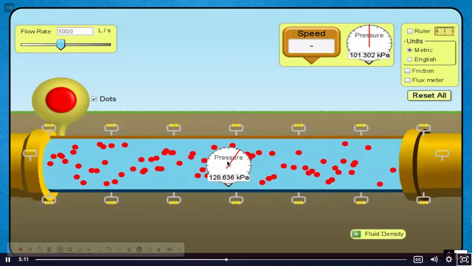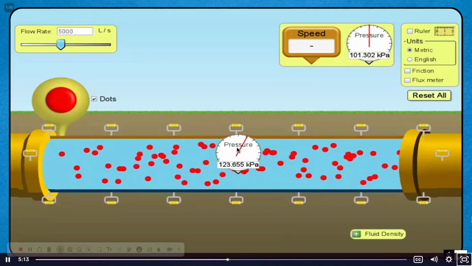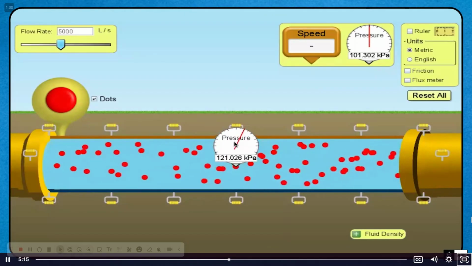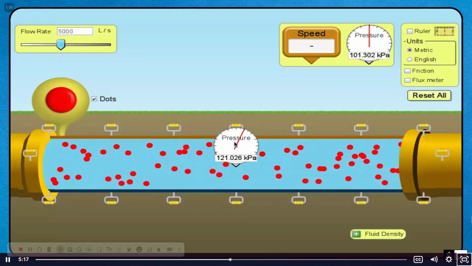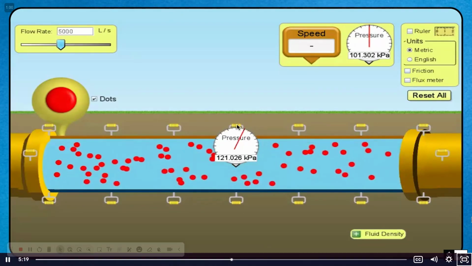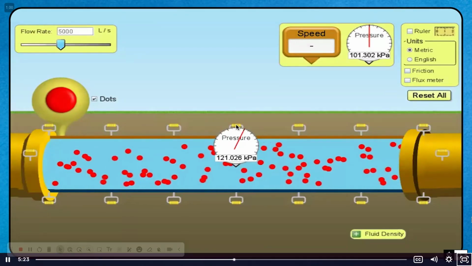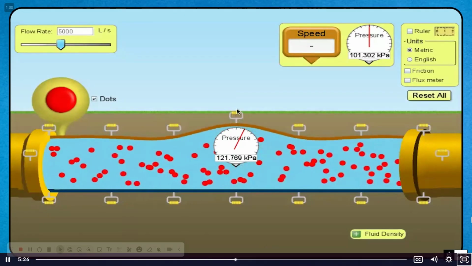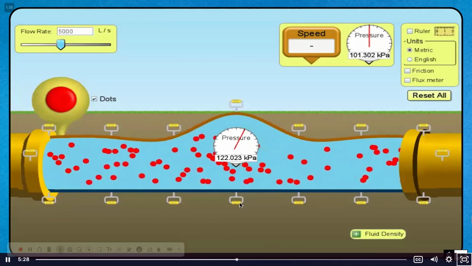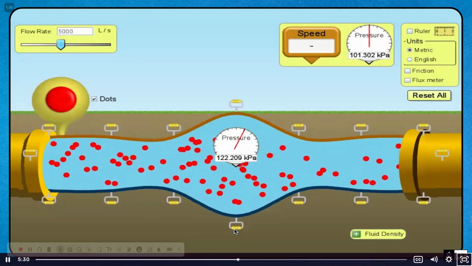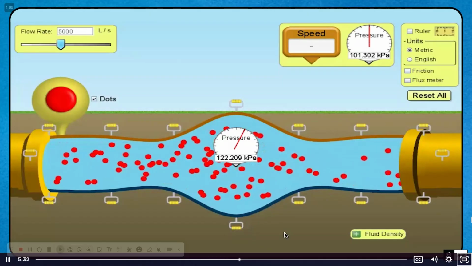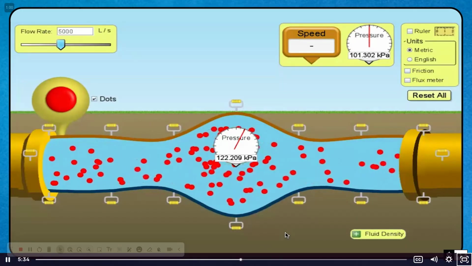So if I want to decrease the speed, I'm going to put the pressure gauge in the middle, left and right of the tube, and the middle vertically of the tube. And I'm going to widen that section of the tube. Notice that the pressure is 121.026 kilopascals. I'm going to widen the tube. And as I widen the tube, the speed of the fluid decreases, and you'll notice the pressure increases.